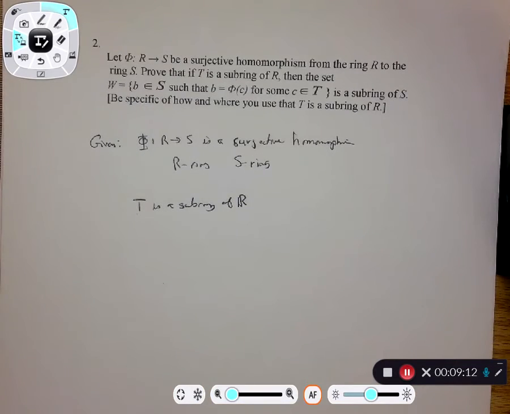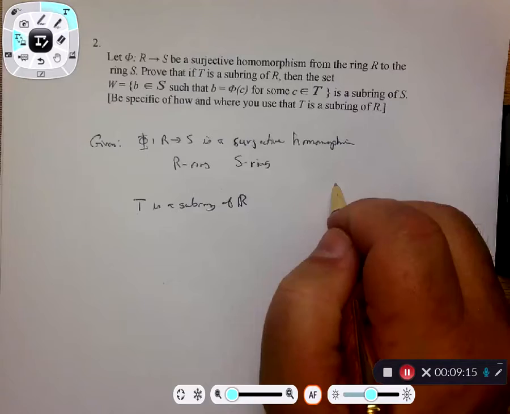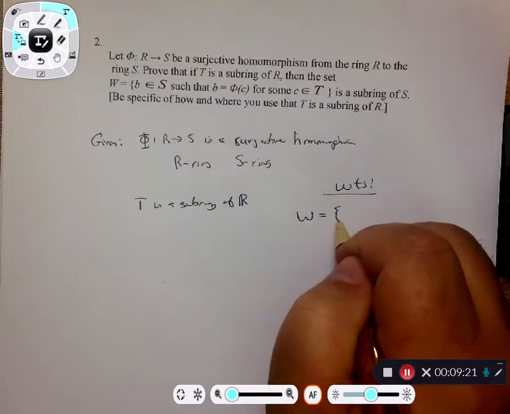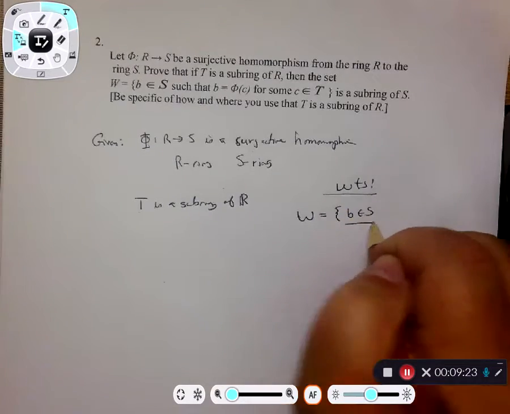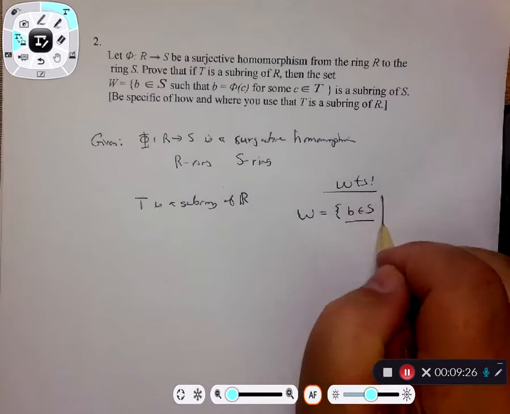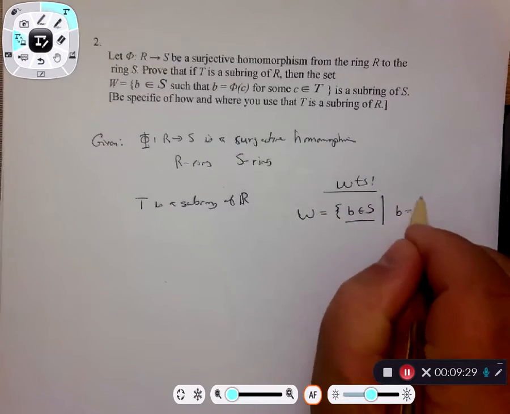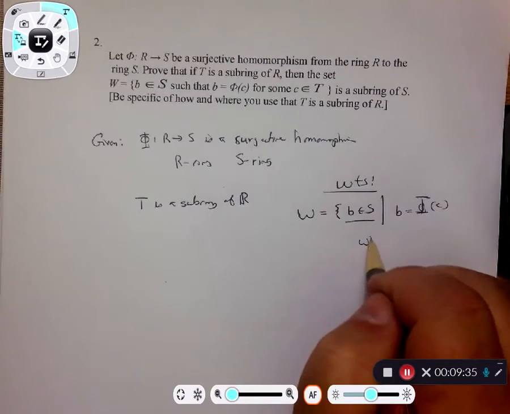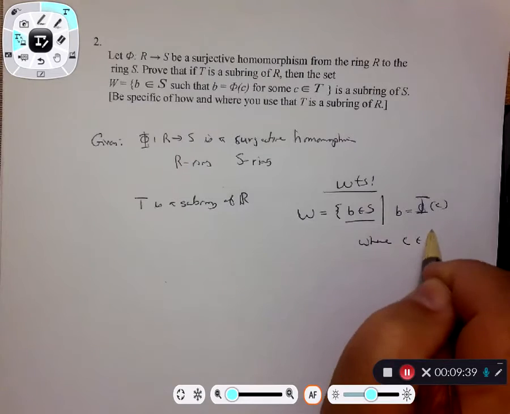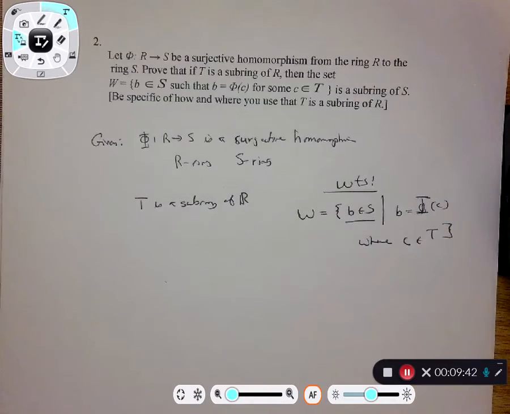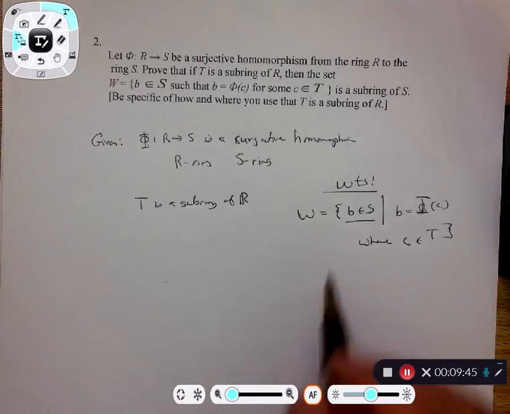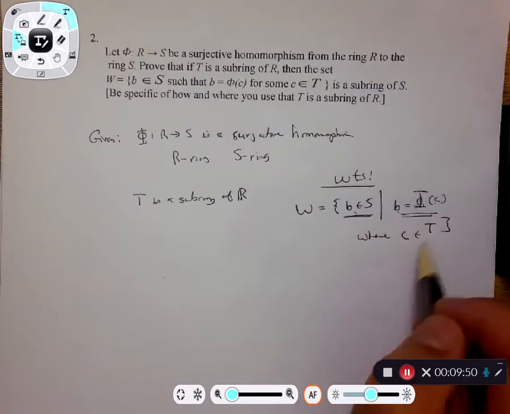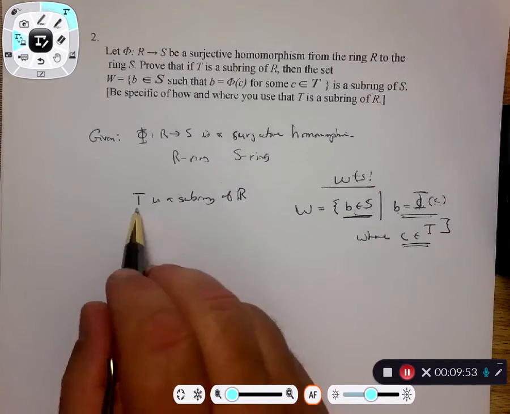Now, what do we want to show? We want to show that the set W, which is equal to the elements b from S, this is where I come from, S, such that b is equal to phi of another dude, c. When they introduce another letter, it's a great time for subscripts, where c is an element of T. So this one has 3 properties you need to focus on to be inside of W. You have to come from S. The same guy has to be equal to phi of some dude, where that some dude actually came from T, the subring of R.